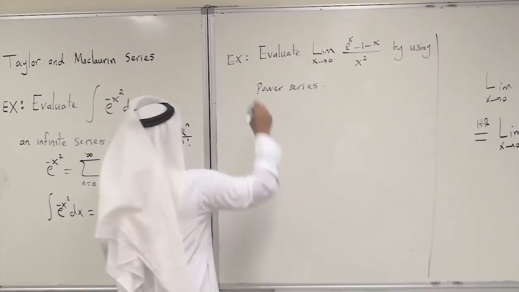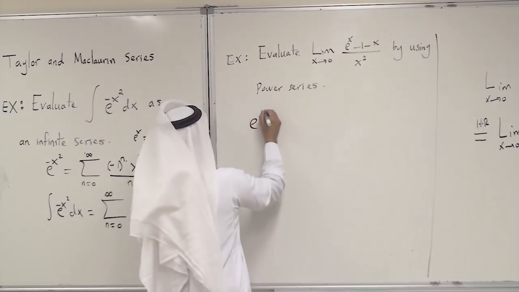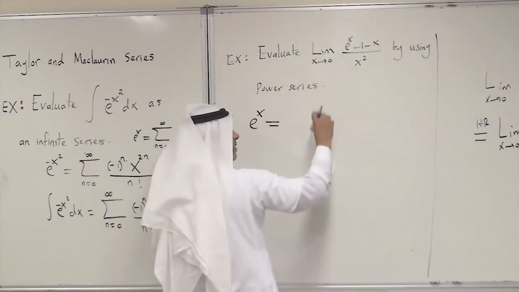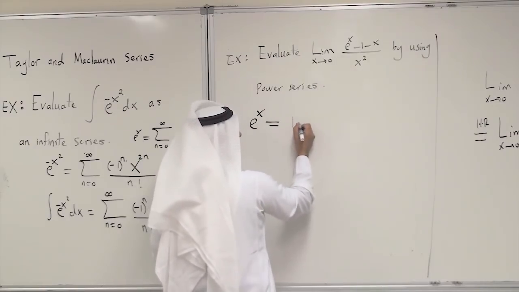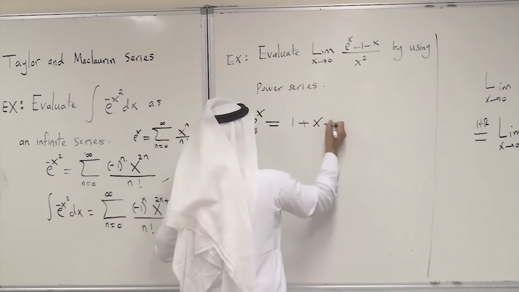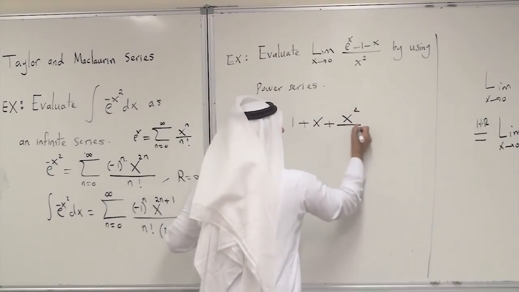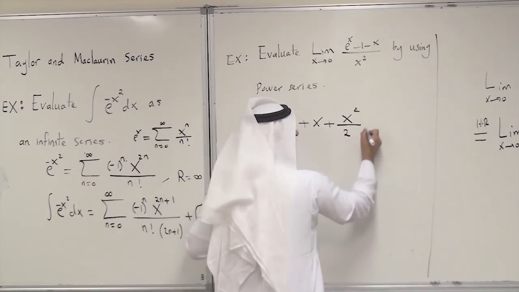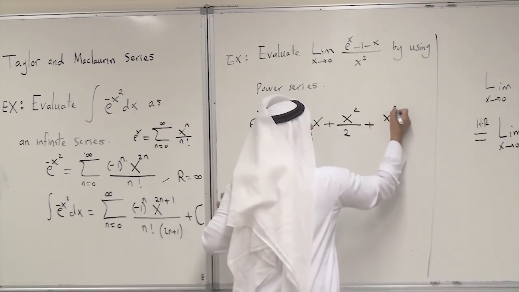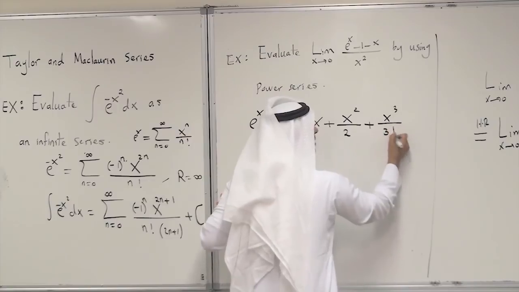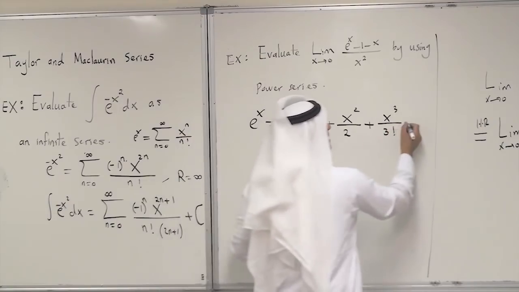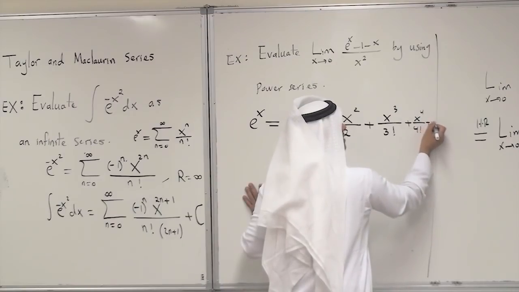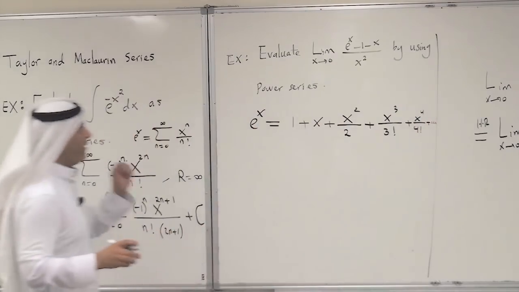How to do that? Okay, I have e to the x. I remember e to the x is the summation of x to the n over n factorial. That is 1 plus x plus x squared over 2 factorial, which is 2, plus x cubed over 3 factorial, plus x to the 4 over 4 factorial, and so on, up to infinity. Fine, this is e to the x.